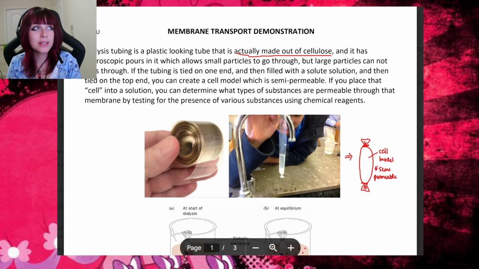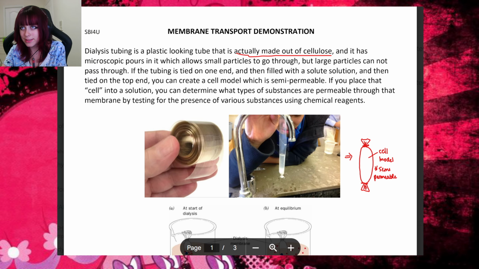Everybody, welcome. So today we are going to be looking at a membrane transport demonstration. I am blocking the way here, so I'm going to move myself. But dialysis tubing is basically this plastic-looking tube that is actually made out of cellulose.